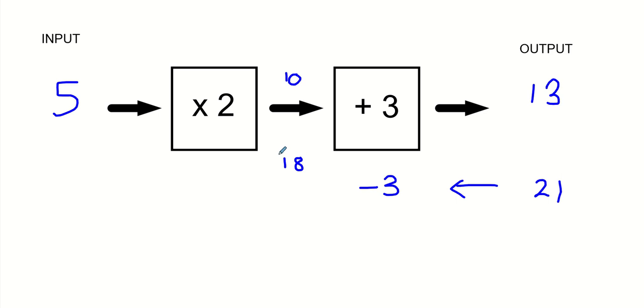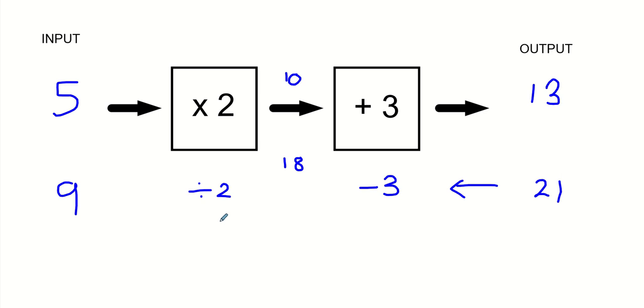Now I need to undo the multiply by 2 to find out the input. The opposite of times by 2 is divide by 2. And so this number 18 is divided by 2 to get the input. My original number must have been 9.